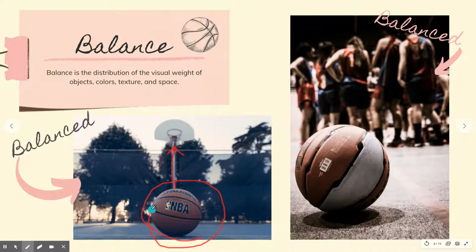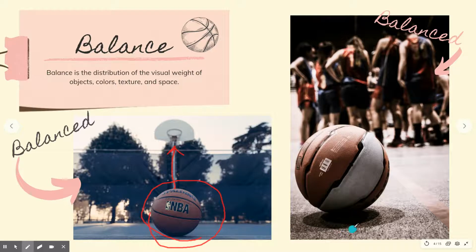The basketball has more emphasis because it's in focus. However, the basketball is not overwhelming the whole picture. The trees in the background keep this photograph from being unbalanced. If all of the attention was right here in the center, it would be off balance.